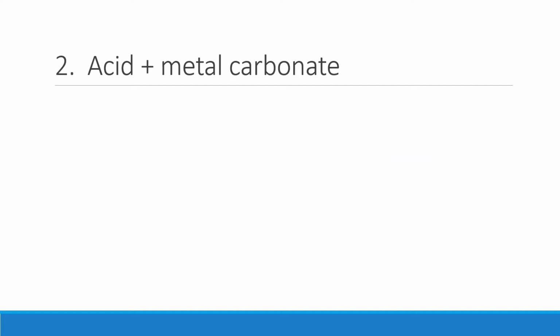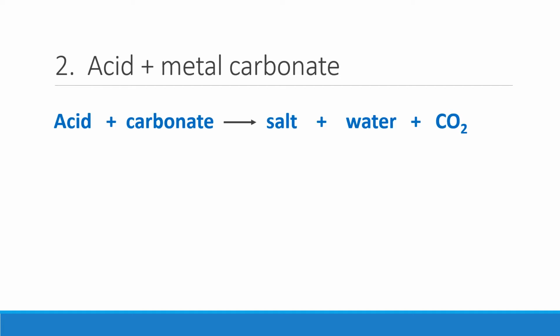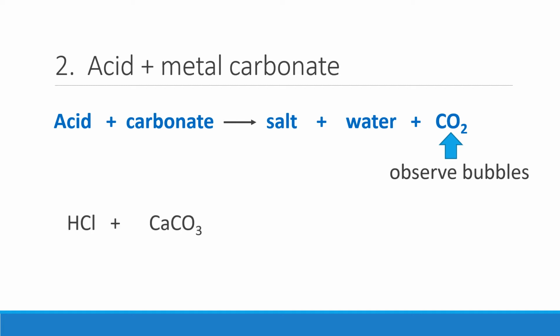The second type of reaction acids go through is that they react with metal carbonates. So our general form here is an acid plus a carbonate yields a salt plus water plus CO2. So again, we see that salt in our product. That'll become familiar. We also see CO2, which is a gas. So when this reaction happens, we can tell it's happening because we will observe bubbles. So let's do an example.